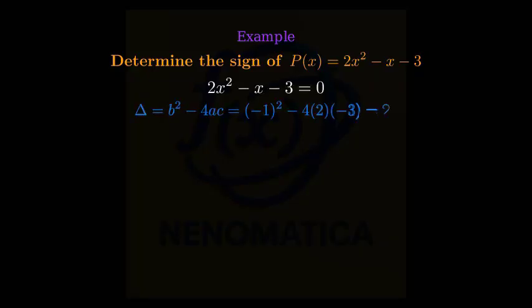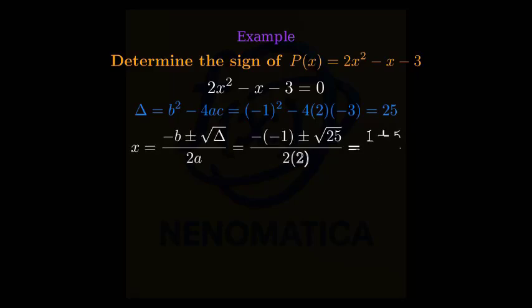Compute the discriminant delta, which is b squared minus 4ac. Now, apply the quadratic formula to get the roots. The roots are x1 equals 3 halves and x2 equals negative 1.